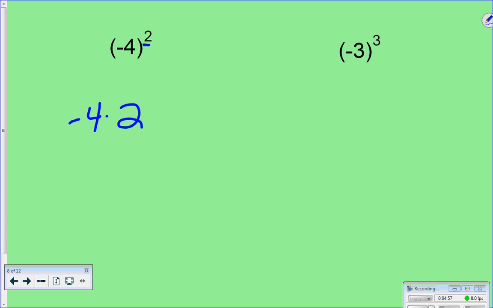Yes. That 2 tells me I got to take -4 times -4 2 times. That little number has really nothing to do with my problem. It just tells me I'm going to multiply -4 times -4. I need two -4s. That's all it tells me. I'm pretty sure that was in some of your homework yesterday. Pretty sure it was.